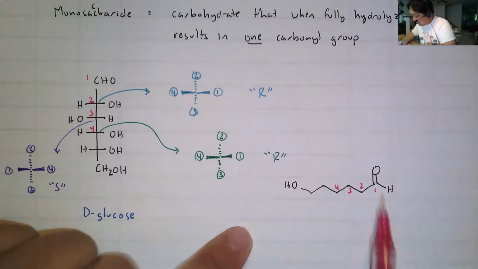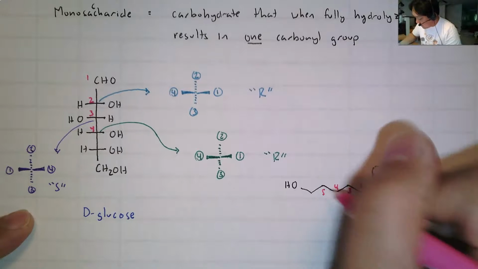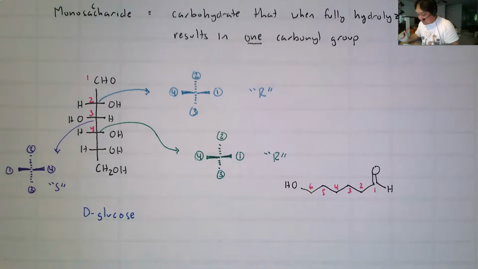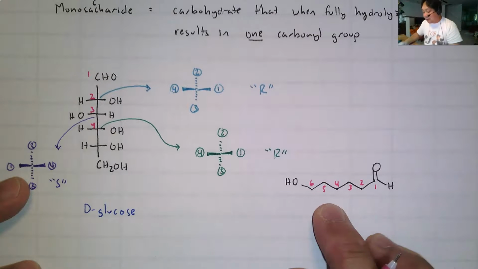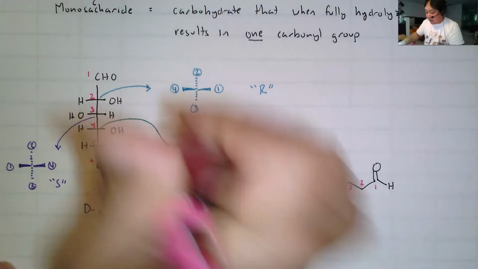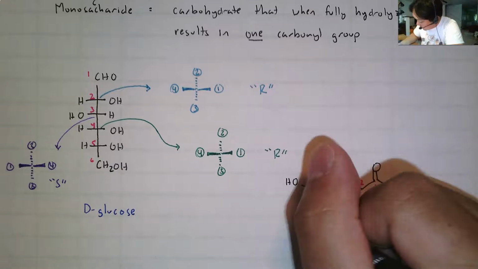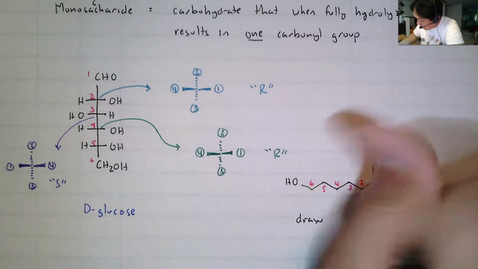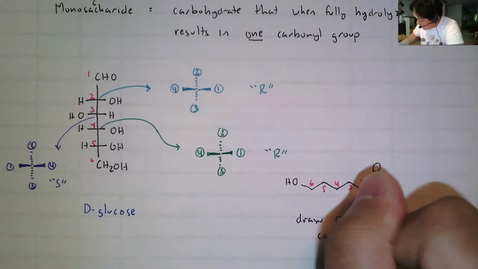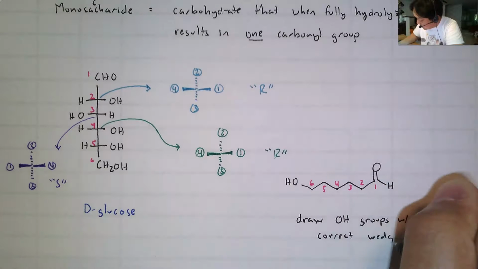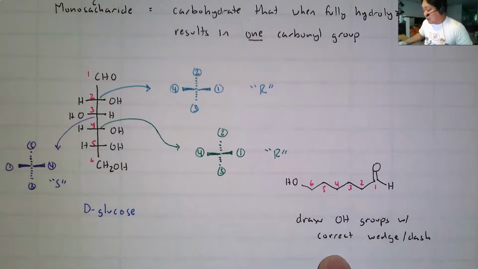Oh, did I put too many? 1, 2, 3, 4, 5, 6. 1, 2, 3, 4. Oh, here's 5. My bad. And 6. How would you draw the hydroxyl groups on 2, 3, 4, and 5 so it matches your R and S designation? Draw OH groups with correct wedge dash. That might be a problem that I would put for my after video problems.